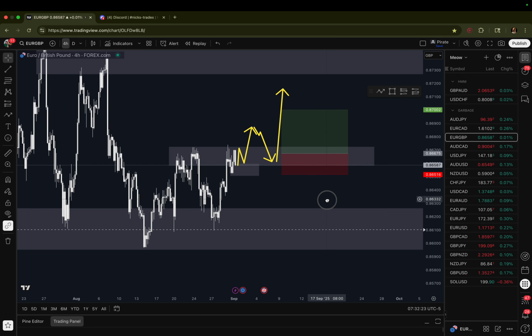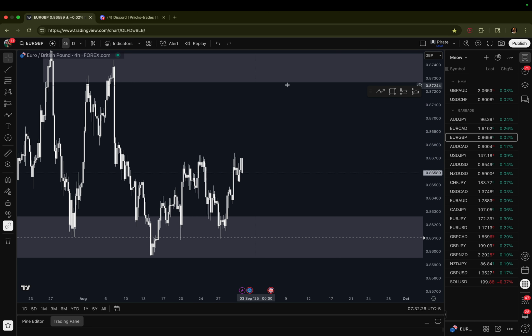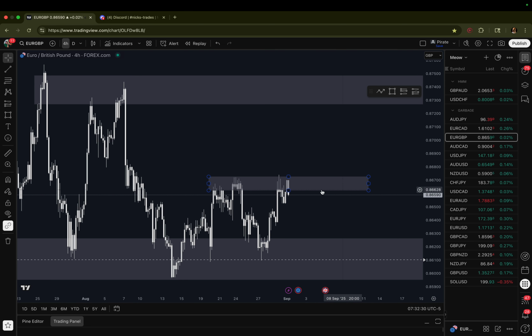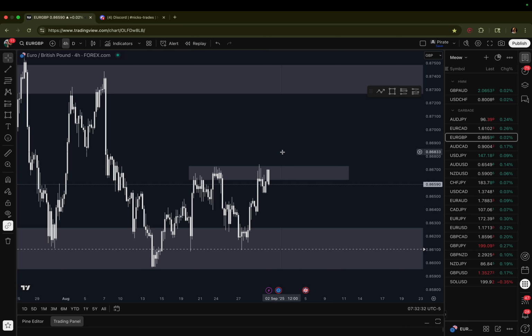But for now, the only real thing I see right here is a potential breakout above these little recent highs on Euro GBP. And that's how I structure the risk for it, whether I'm taking a breakout trade or a break and retest trade.